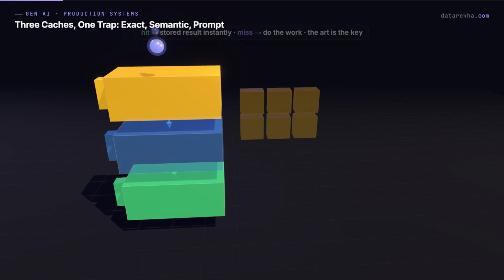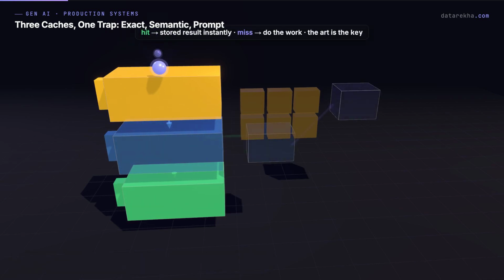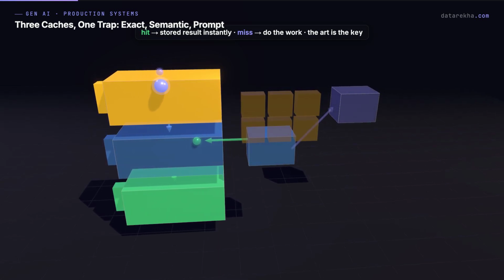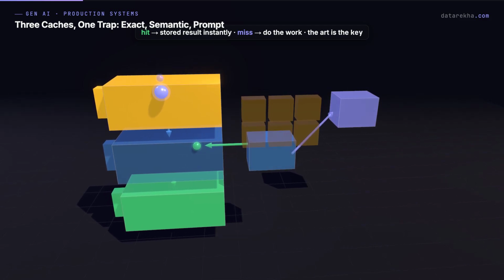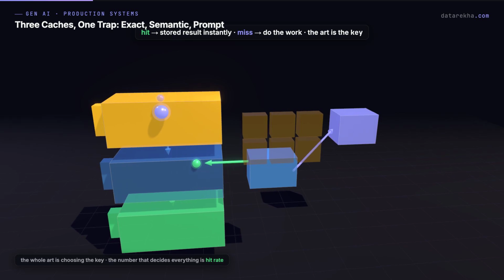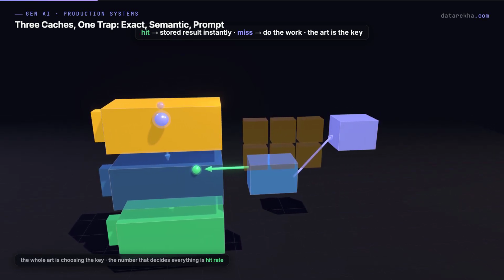A cache sits between your app and the expensive operation. On a hit, return the stored result instantly. On a miss, do the real work, store it, return it. The whole art is choosing the key, and the number that decides everything is hit rate.